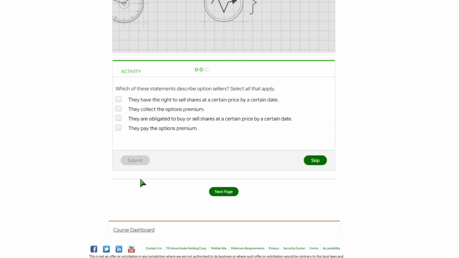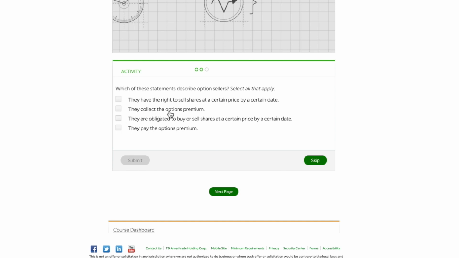Which of these statements describe option sellers? Select all that apply. They have the right to sell shares at a certain price by a certain date. They collect the options premium. They are obligated to buy or sell shares at a certain price by a certain date. They pay the options premium. Let's go through it. They have the right to sell shares at a certain price by a certain date. Do they have the right? They actually don't have the right. They're selling away their right.